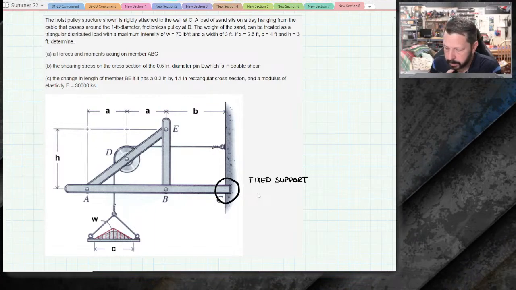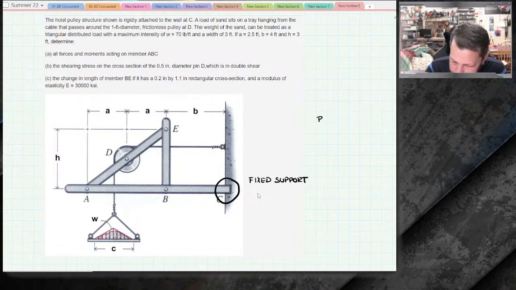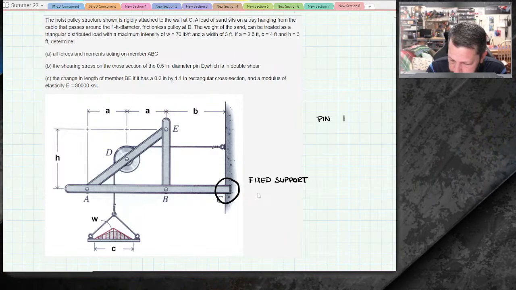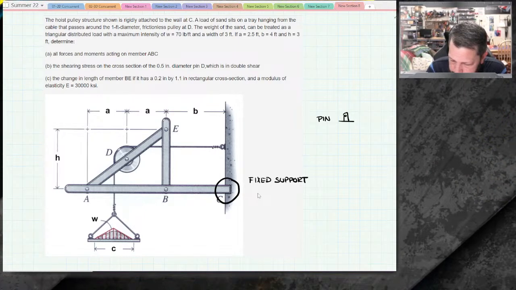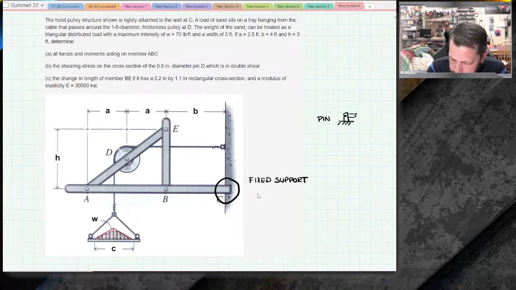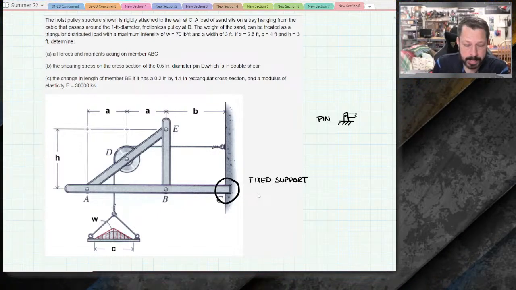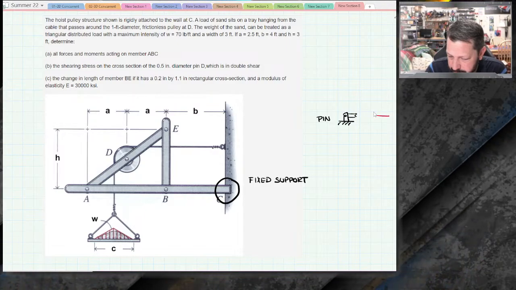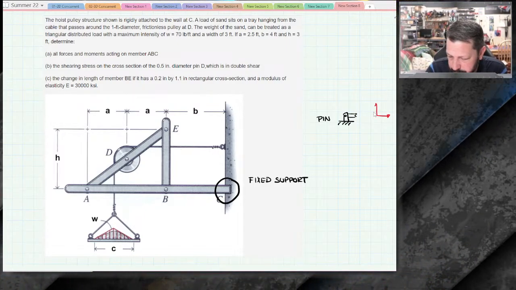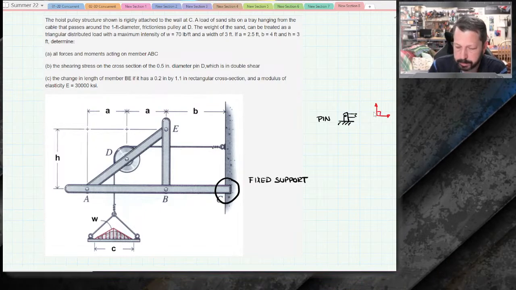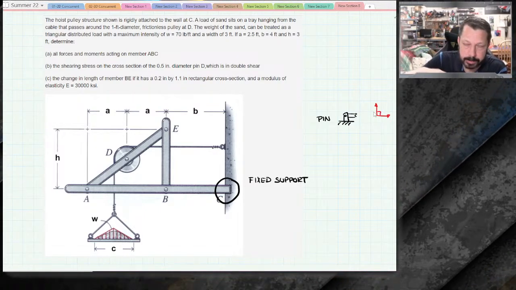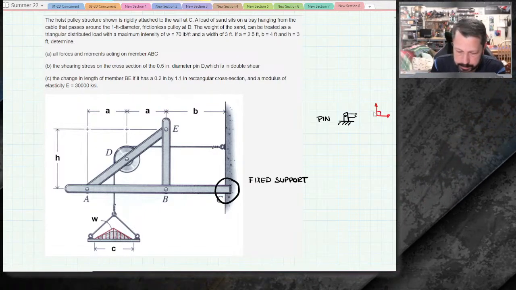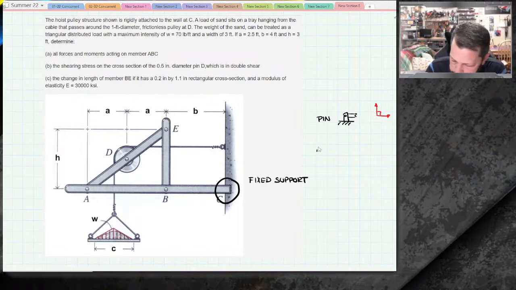In fact, why don't we quickly go back over what we've done. We've done pins, where you've got something that has two reactions. A pin can resist in the horizontal direction and the vertical direction. It doesn't matter which; it could be any angle and another angle that's perpendicular to that angle. So there's two reactions.